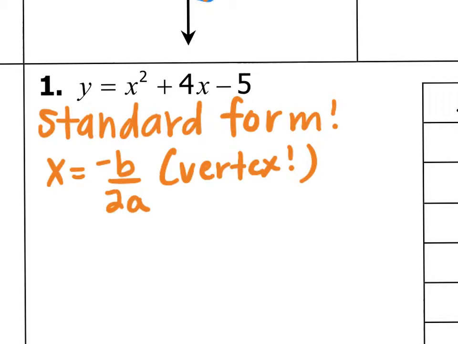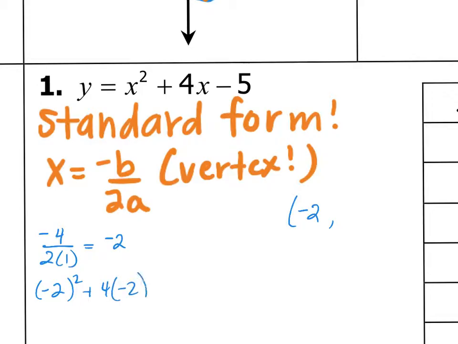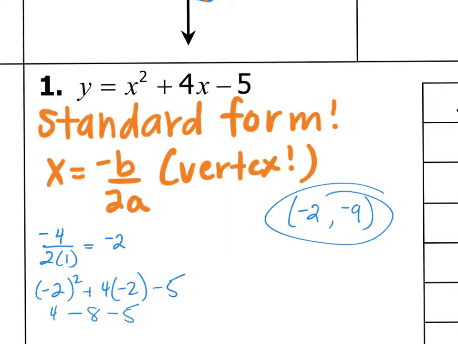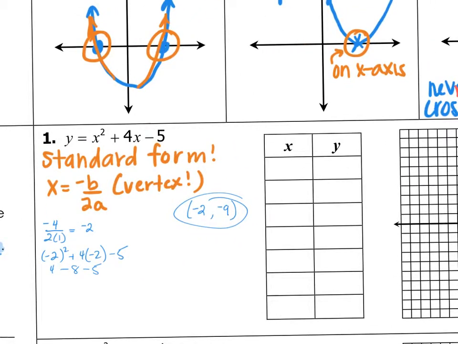So taking a look at number one, you see that it is in standard form. Since it is in standard form, we've got to use x equals negative b over 2a to start building our vertex. So let's do that, negative b over 2a. So the x value of my vertex is negative 2. And the y value of my vertex, let's find that by plugging in x. So 4 minus 8 minus 5, negative 4 minus 5 is negative 9. Okay, so my vertex is at negative 2, negative 9.